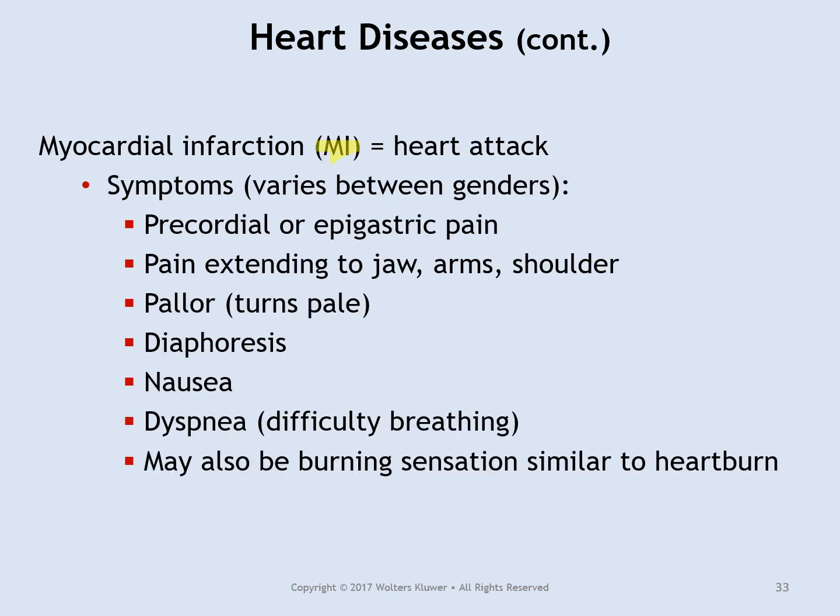So a heart attack or myocardial infarction, there is often pain in the stomach, above the stomach pain, and it will radiate out into the jaws, arms, and shoulder. Definitely get pale because there's not enough blood being circulated. Diaphoresis, or sweating, is a part of that. Nausea, difficulty breathing, or dyspnea. And when we're talking about heartburn, that is certainly related to the epigastric pain in our first bullet point there.